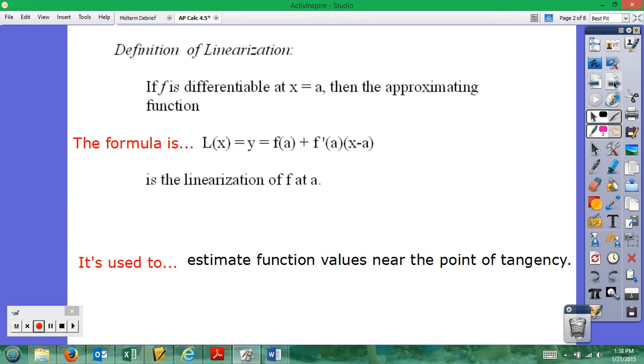So we often use L of x to represent the function form of that linearization, and there's the formula again, and it's basically used to estimate function values near the point of tangency. So at the point of tangency, the tangent line should match the curve, and close to it, it should be relatively close.